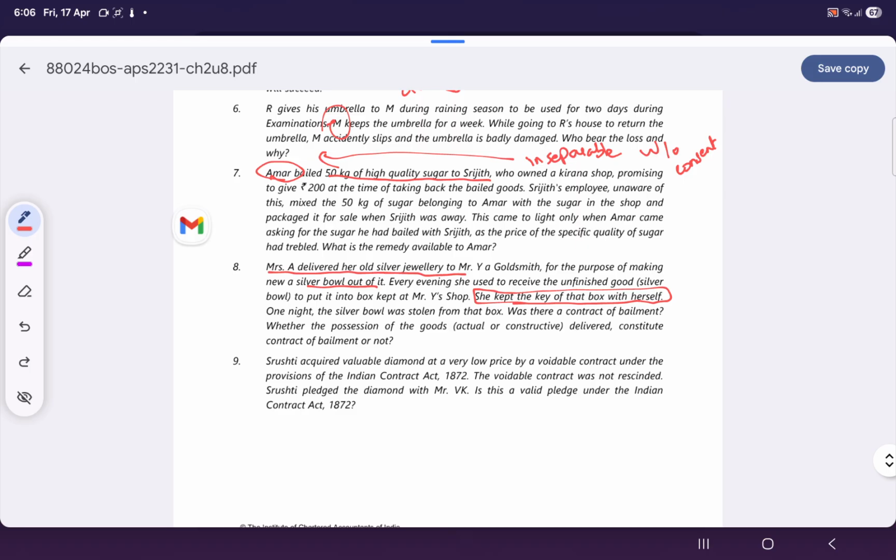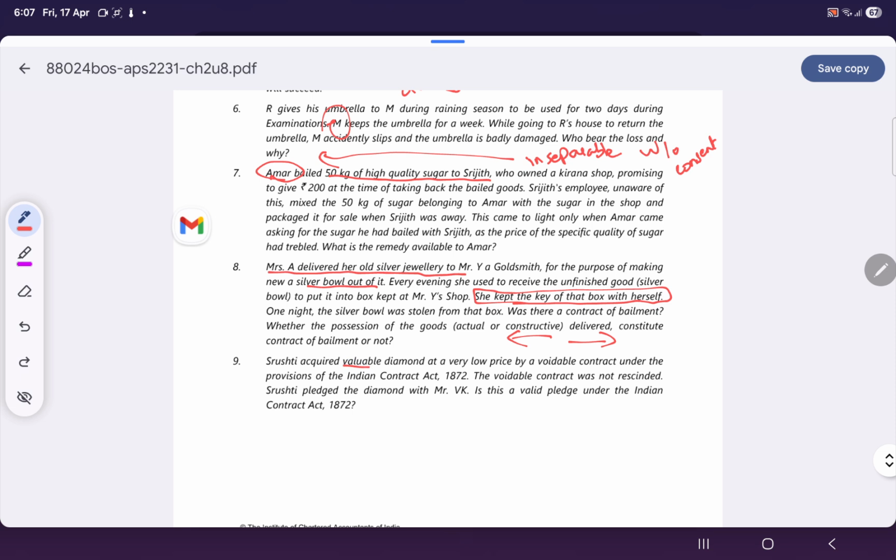Thus, the mere keeping of the box at Y's shop, when A herself took away the key, cannot amount to delivery as per the meaning of delivery given in the provision. Therefore, in this case, there is no contract of bailment, as Mrs. A did not deliver the complete possession of the goods by keeping the key with herself. So, she has taken back the delivery. She has not given the possession of the goods. So, this is not a contract of bailment.